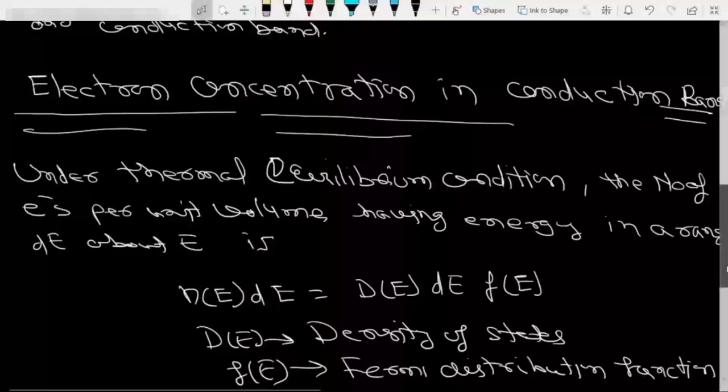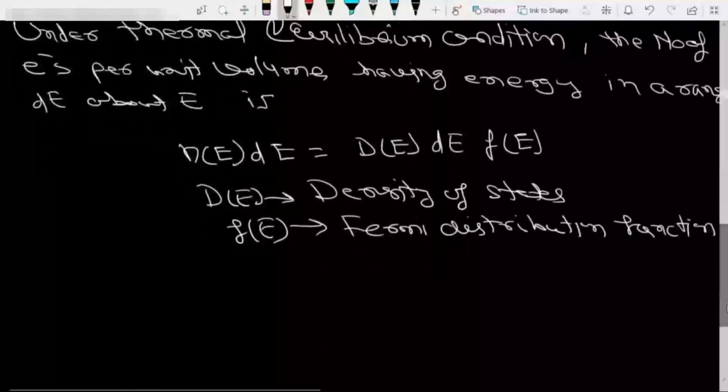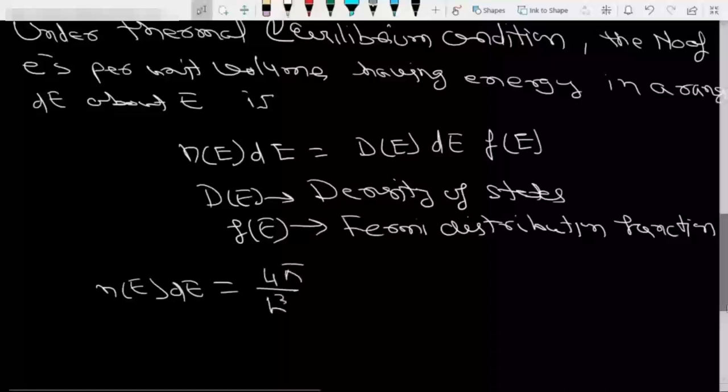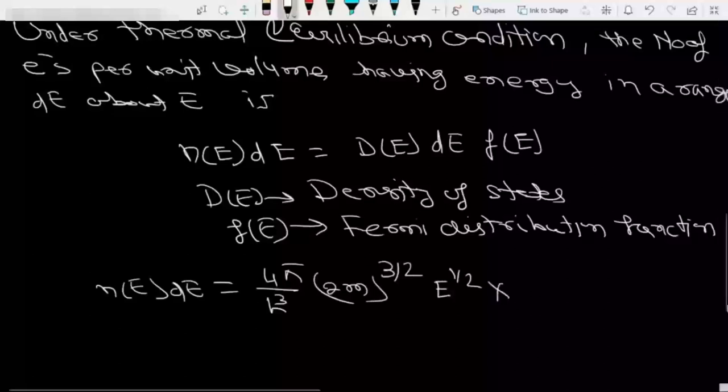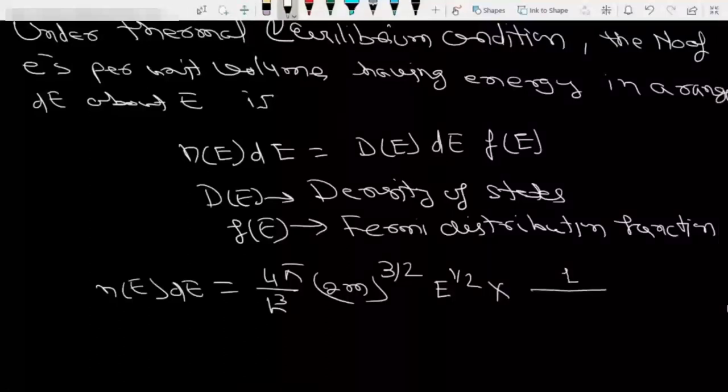And as I calculated earlier, the value of this g(E) is equal to 4 pi by h cube into 2m raised to the power 3 by 2, and what is the value of this Fermi distribution function? We know that Fermi distribution function is 1 by 1 plus exponential E minus EF, where EF is the Fermi level in the semiconductor, this into dE.